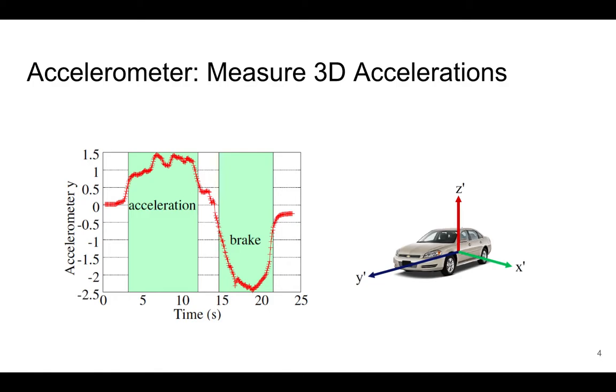One popular sensor we are using is called the accelerometer. It measures 3D acceleration. So in this example, suppose the y-axis is the forward direction of the car. If the accelerometer y-axis reading is positive, then it means the car is accelerating. And if it's negative, then the car is braking.